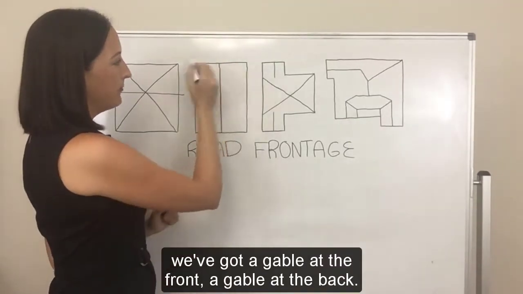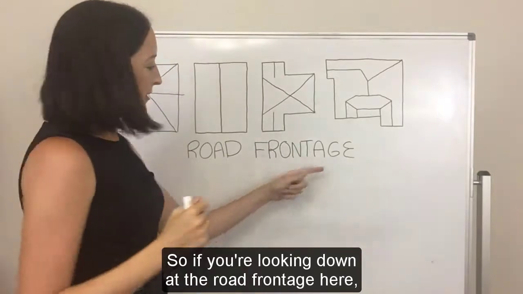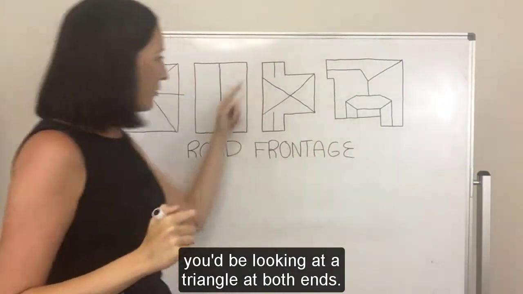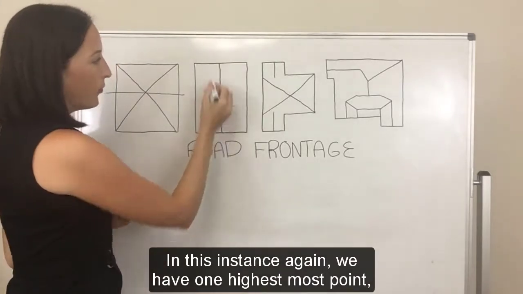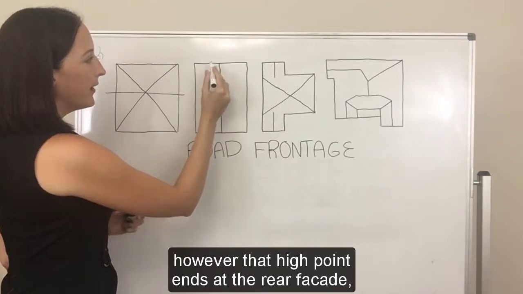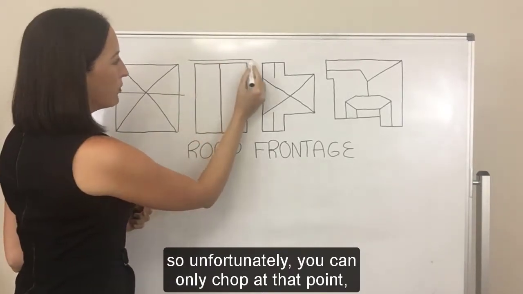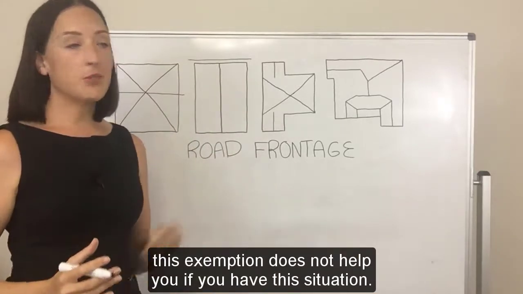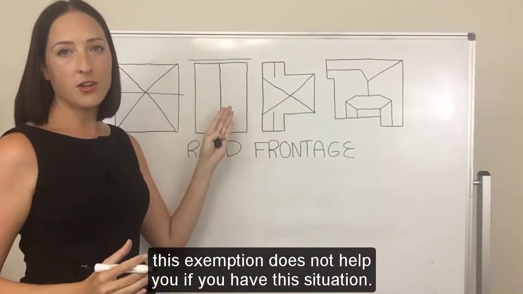In this example here, we've got a gable end house. So we've got a gable at the front, a gable at the back. So if you're looking down at the road frontage here at the front of the property, you'd be looking at a triangle at both ends. In this instance, again, we have one highest most point. However, that high point ends at the rear facade. So unfortunately, you can only chop at that point, which means it's absolutely no use to you. This exemption does not help you if you have this situation.